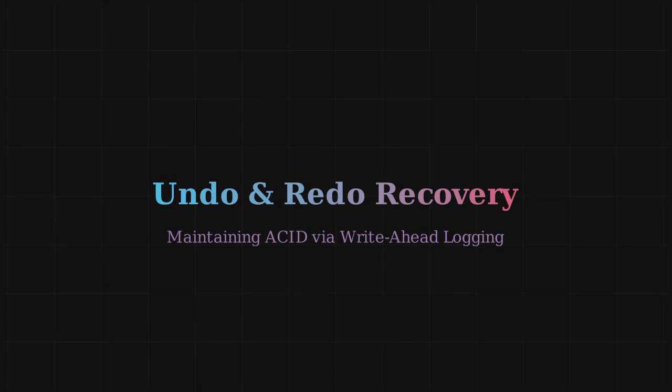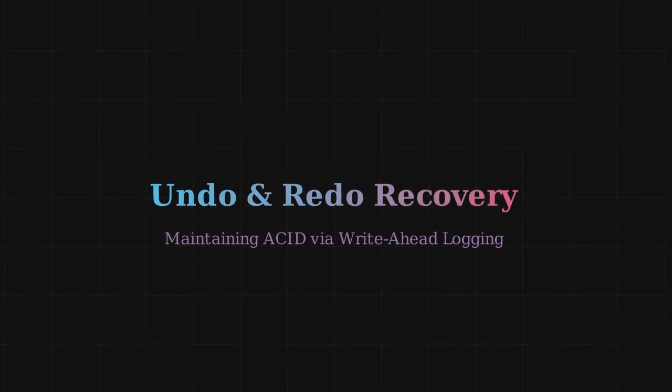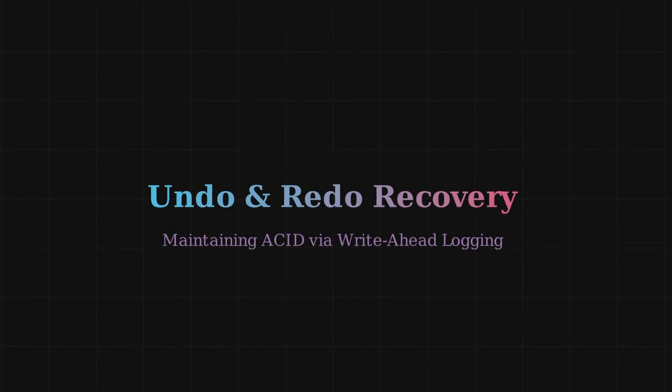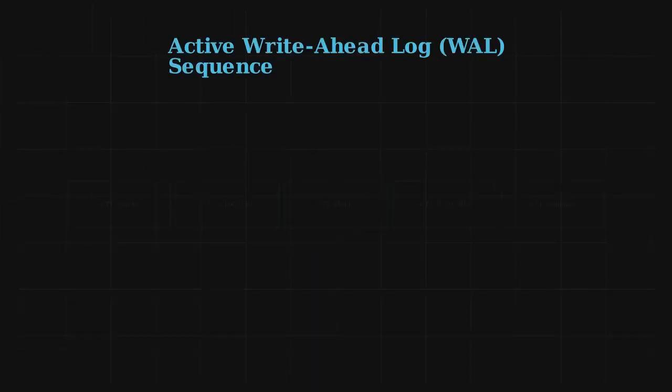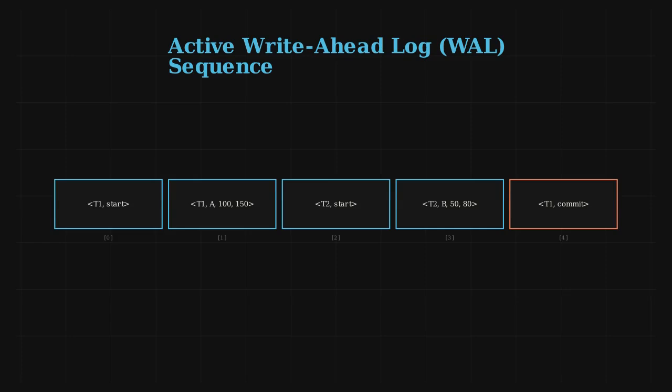When a database system crashes, transaction atomicity and durability must be preserved. We use undo and redo operations to restore the database to a consistent state. Write-ahead logging records updates before changing actual data files.